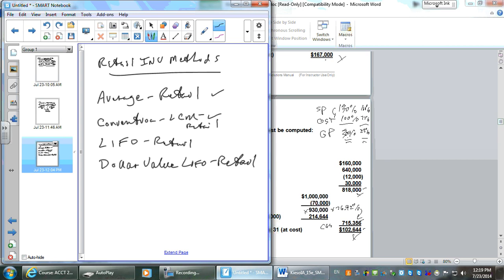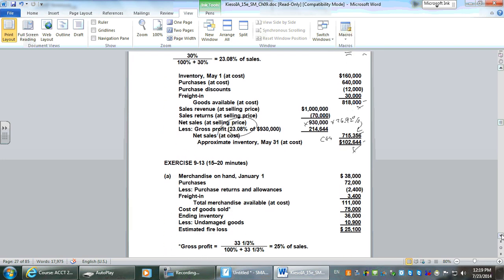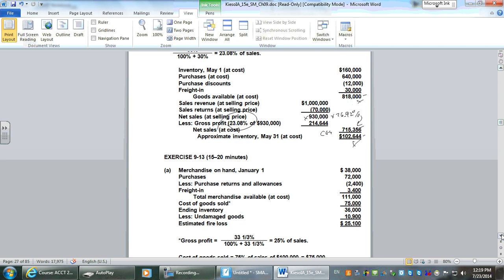Well, they show you in the book how to do it. Conventional, LIFO, conventional and LIFO, LIFO retail. I just wanted to show you the difference. Let's take a look at 918 real quick, and then the ones obviously that are used more are the conventional and perhaps the LIFO one. Let's see, so 918.